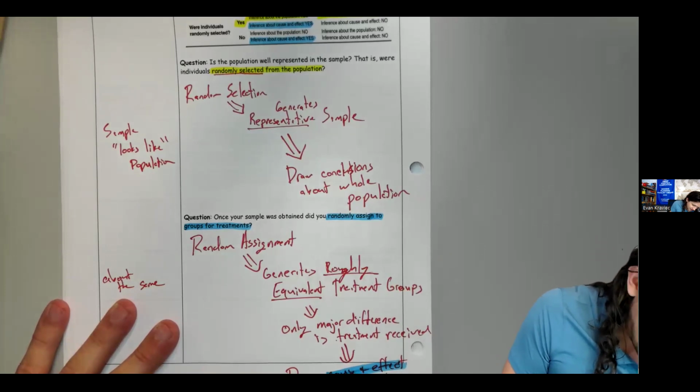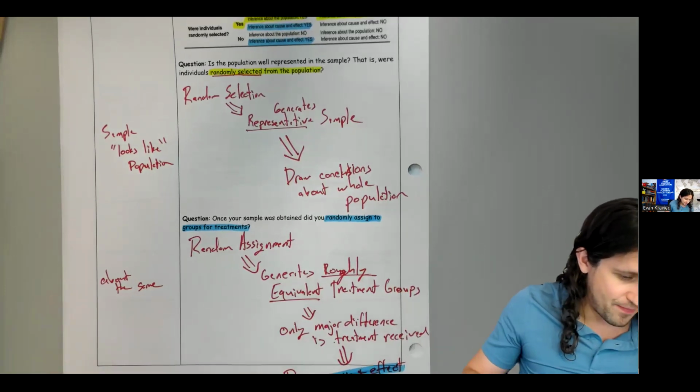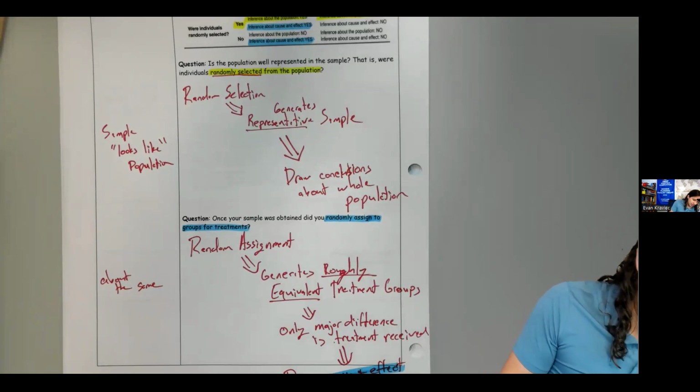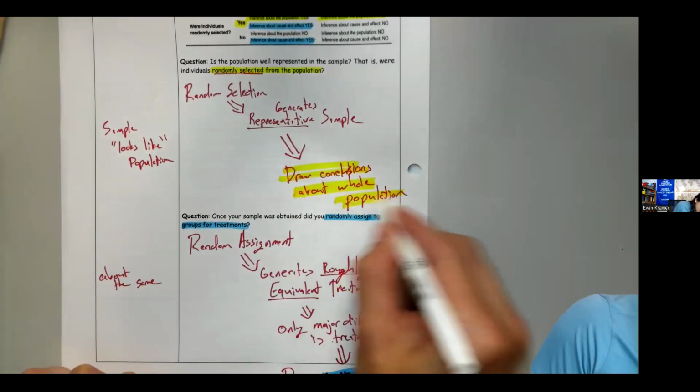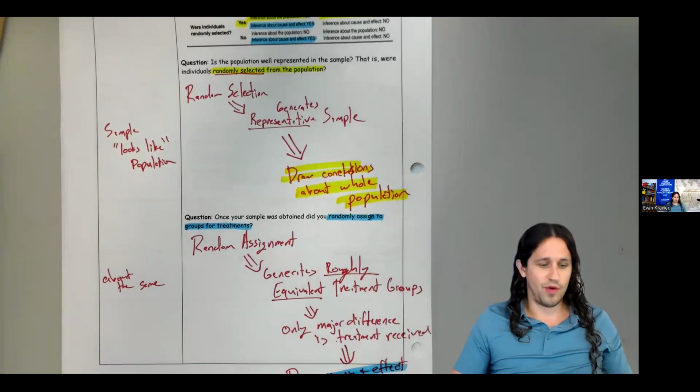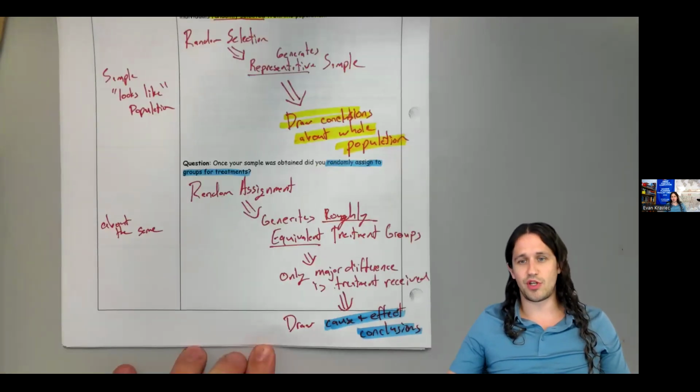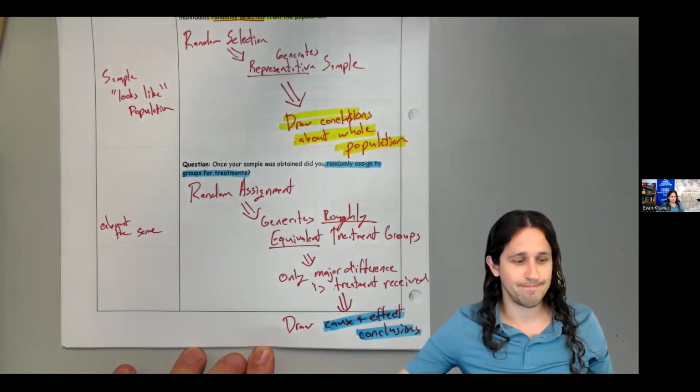So once again, here's the big idea. Random selection, you can draw conclusions about the whole population. Random assignment, you can draw those cause and effect conclusions. That's the whole lecture.